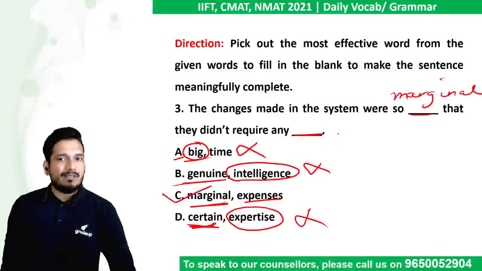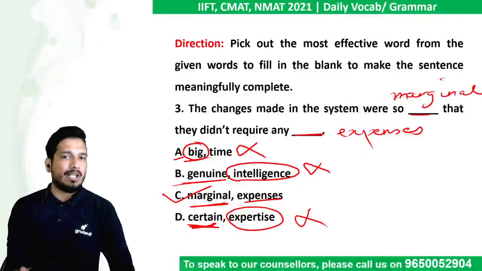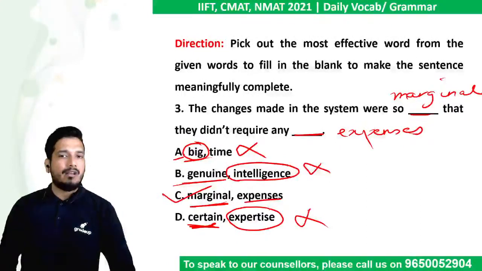The answer is C. The changes in the system were so marginal, I mean, almost non-existent, that they didn't require any expenses. Only a few changes were made in the system without incurring any additional expense, right? That is why C is the correct answer.